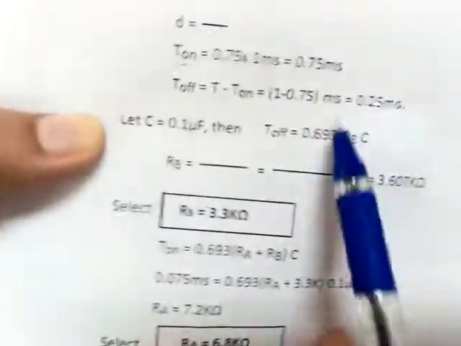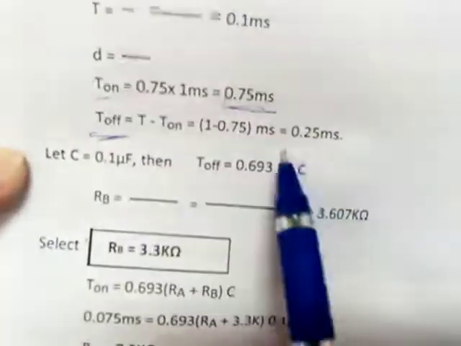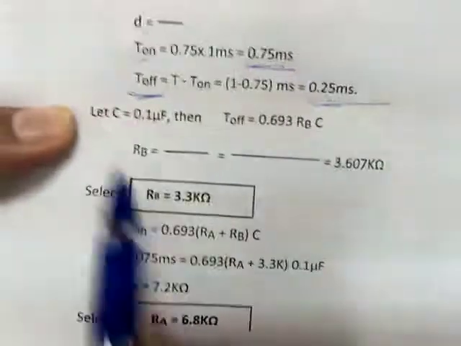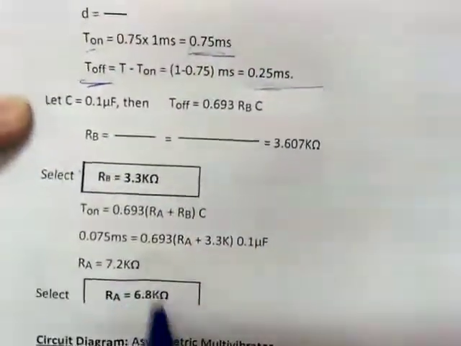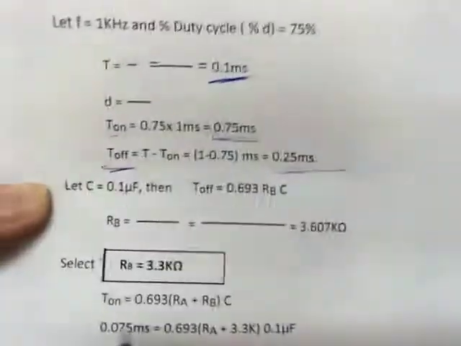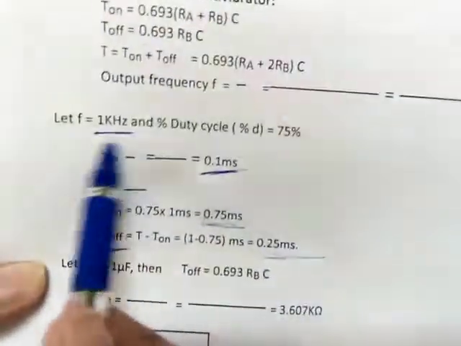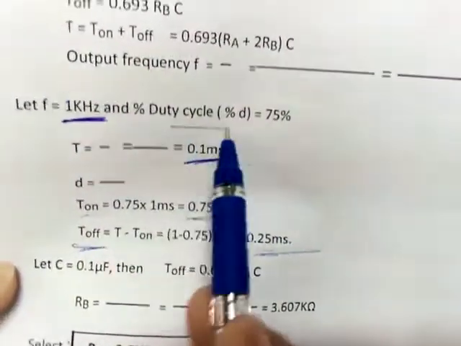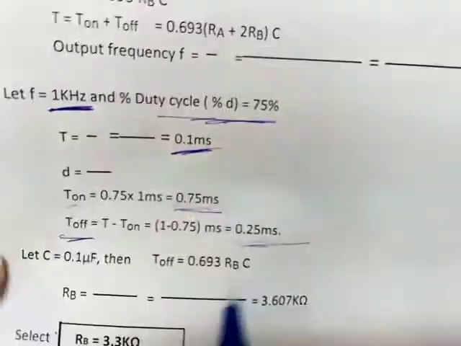You can observe here T on is 0.75, T off 0.25. So T on plus T off gives you 1 millisecond. Then frequency should be 1 kilohertz and duty cycle must be 75%. All these data I have written here. These are the theoretical values. Now let us measure the practical values.